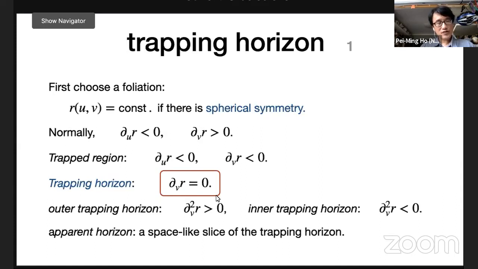If it's the outer trapping horizon, it means that after you move outside this region, when you move outward a little bit, you would have the normal situation. And that means you have the second derivative positive, etc. So basically, the trapping horizon is defined this way.